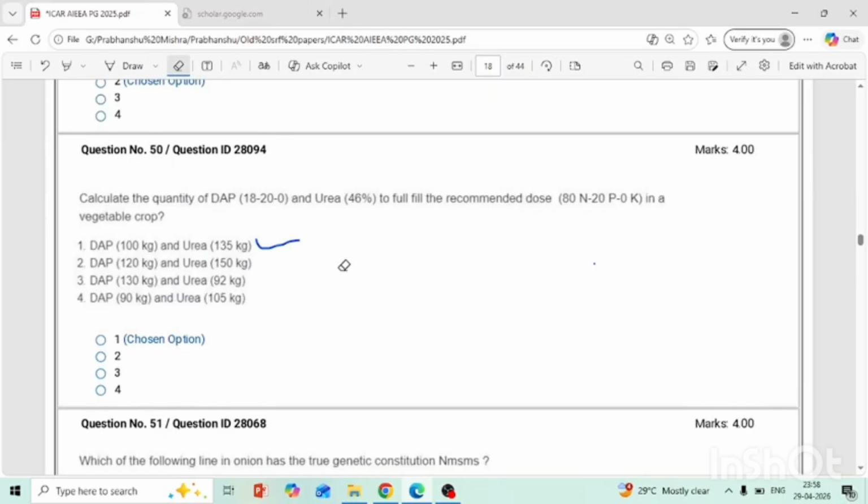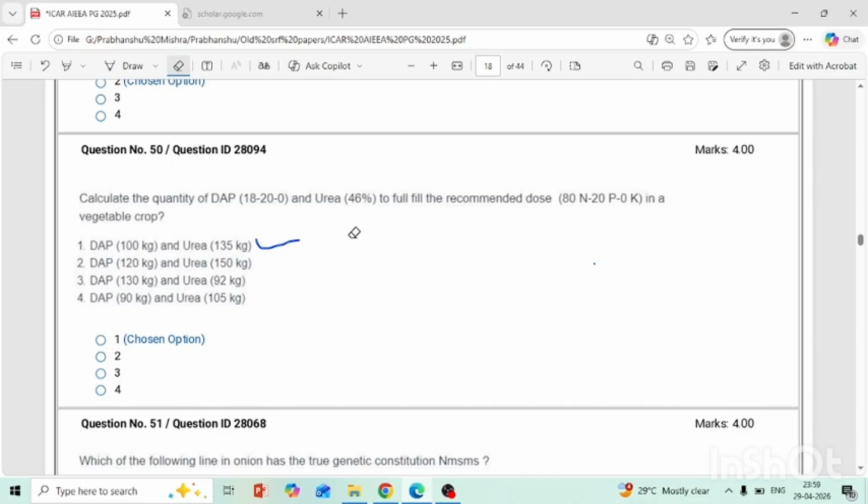Another is to calculate the quantity of DAP in which 18 kg, 20 kg and 0 kg NPK is present, and urea has 46% nitrogen, to fulfill the recommended dose of 18 kg nitrogen, 20 kg phosphorus and 0 kg potassium in a vegetable crop. So this is a calculation type of question. If you know the calculation, then it's okay. Otherwise I will let you know.